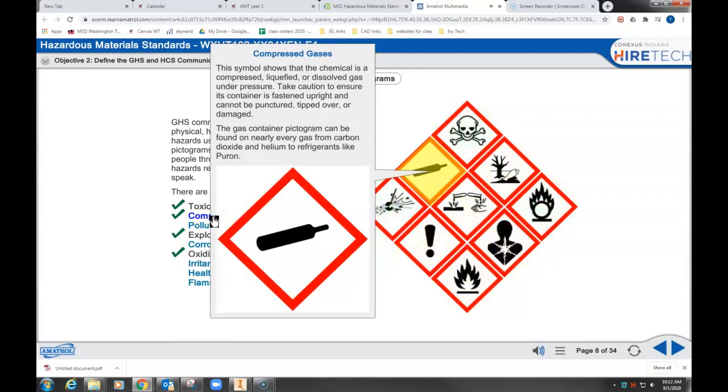Compressed gases. This symbol shows that the chemical is a compressed, liquefied, or dissolved gas under pressure. Take caution to ensure its container is fastened upright and cannot be punctured, tipped over, or damaged. The gas container pictogram can be found on nearly every gas from carbon dioxide and helium to refrigerants like Puron.